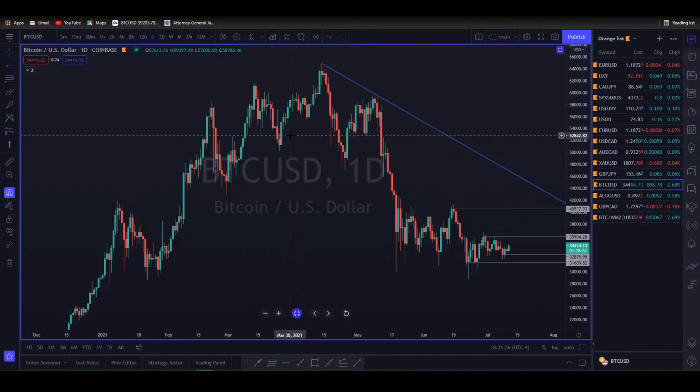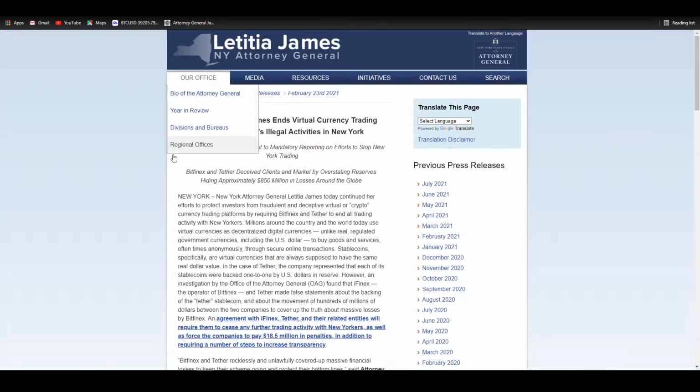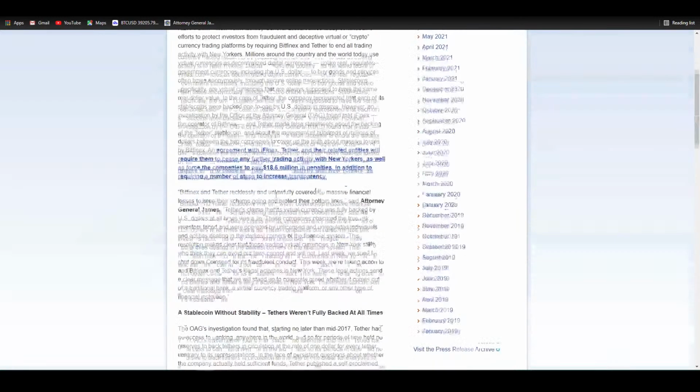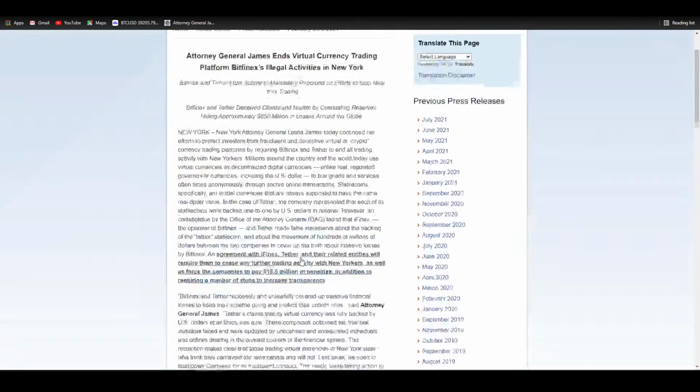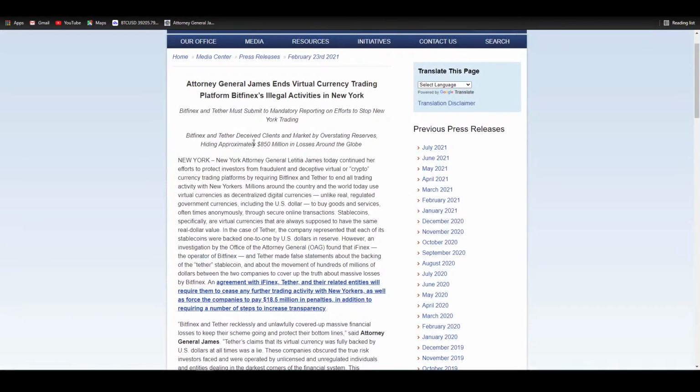This is what happened. I love Bitcoin. I really want Tether to be transparent, but she basically said that they lied. Attorney General continue. Oh, this is the beginning. So right here, Finex recklessly and unlawfully covered up a massive financial loss. Are you asking how big that massive financial loss was? $850 million.